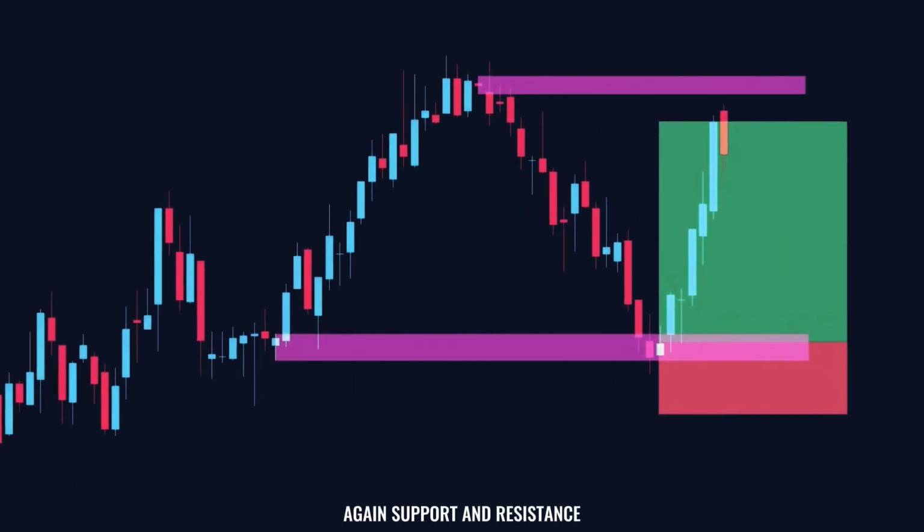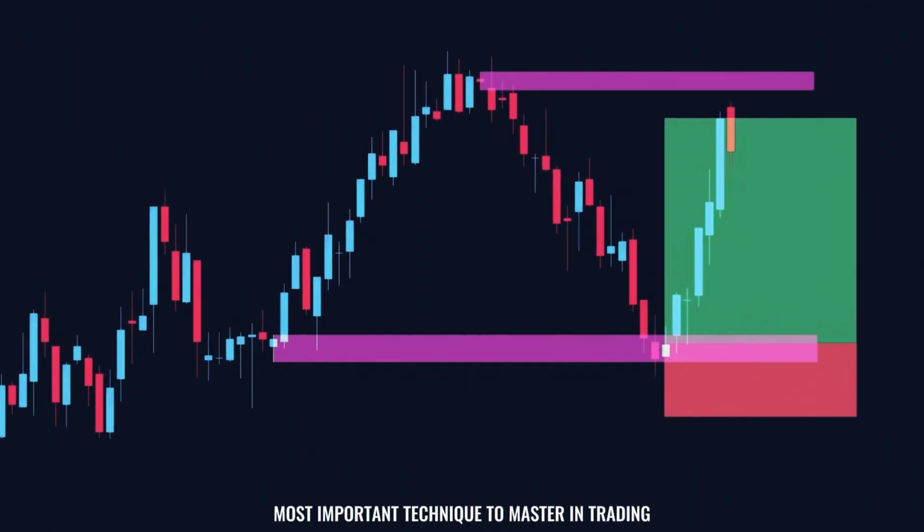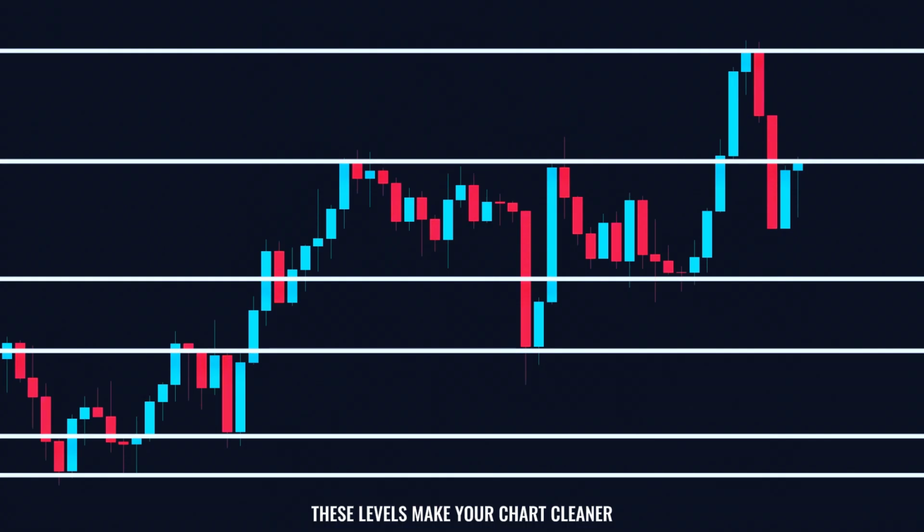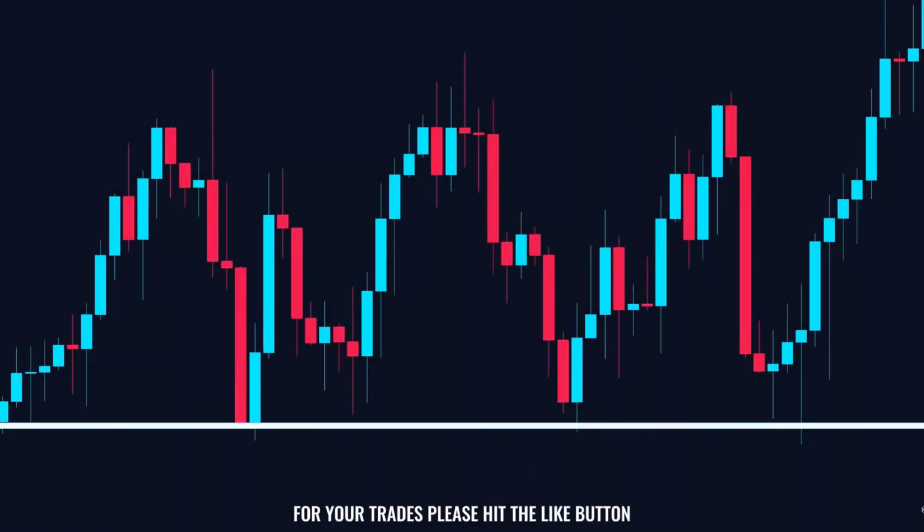Support and resistance is the single most important technique to master in trading. When drawn correctly, these levels make your chart cleaner, simpler, and much easier to read. I will teach you the simple rules to identify the only lines that actually matter for your trades.